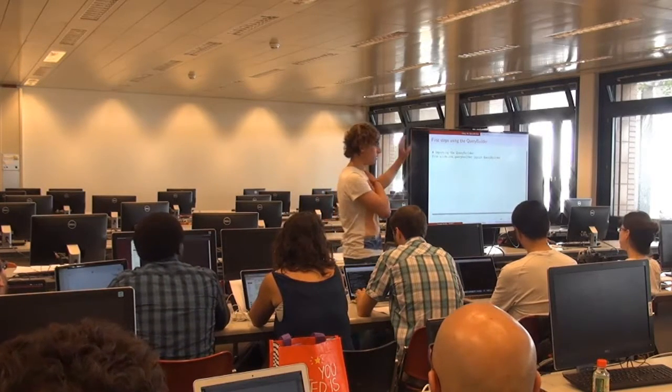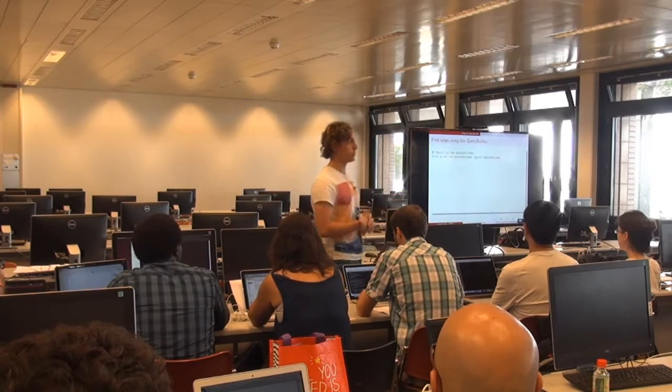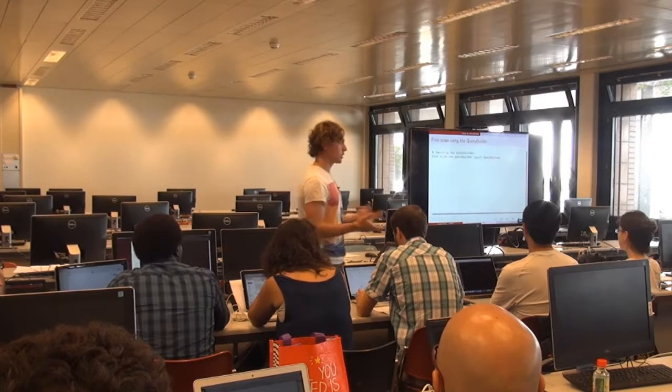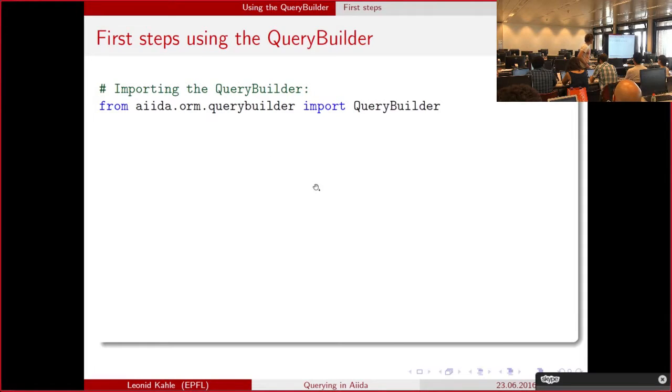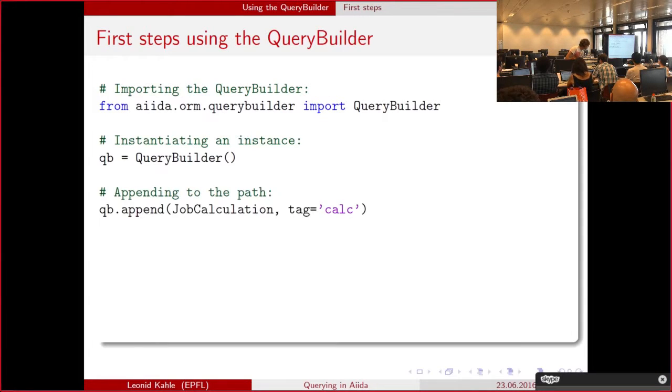I will just briefly give you very few slides of source code just to get an idea of what you will be doing, what you will be writing, what it will look like. So it's a class, you will import it, you will instantiate an instance of this QueryBuilder class, so a QueryBuilder object, and then you will start appending to its path the entities that you want to join, that you want to query for. So this, for example, will now query for job calculations. And the results, you basically now execute the query by calling for the dictionary of the results. And you can loop over them to see.